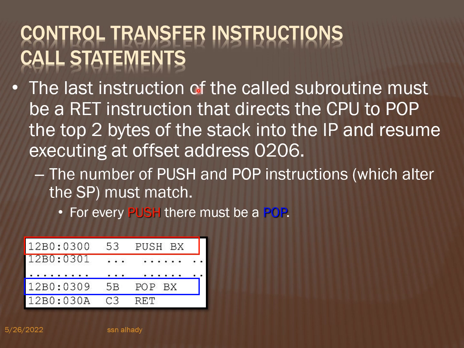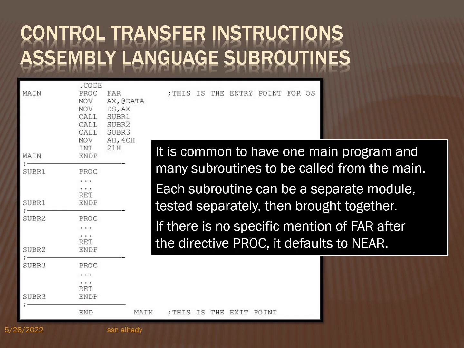The last instruction of the called subroutine must be a return instruction, which directs the CPU to pop back the two top bytes of the stack into the instruction pointer and resume executing at the offset address 0206. The number of push and pop instructions which alter the stack pointer must match. When you push, you need to pop. Otherwise, the system will crash.